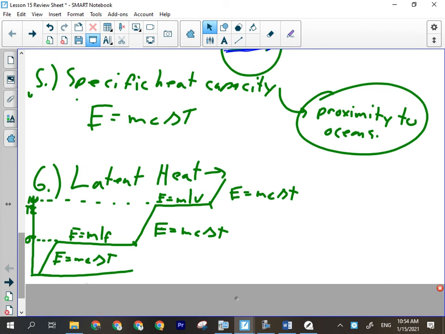Anywhere the line goes up, temperature is changing, you use this formula. At 0 degrees Celsius, you're freezing stuff, LF. Use E equals mLF at 0 because that has to do with freezing. You use E equals mLV at 100 because that's when you're vaporizing, V for vaporizing. That's all you have to remember.